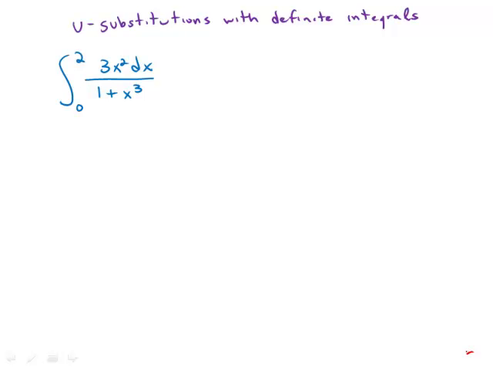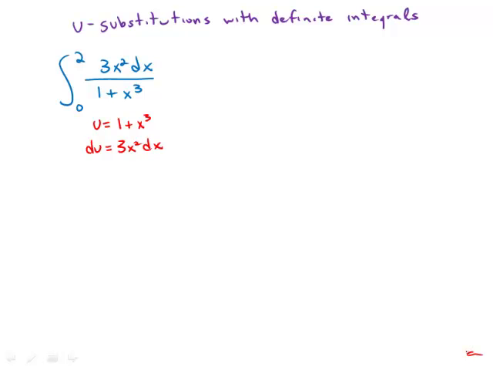U-substitutions with definite integrals. There's really nothing new here. You could do u-substitutions just the same, but I want to go through this process to point out where a very common mistake occurs. So again, we have a ratio, and so we'll try u equals 1 plus x cubed, the denominator. Then, of course, du equals 3x squared dx, which, quite fortunately, is the numerator.